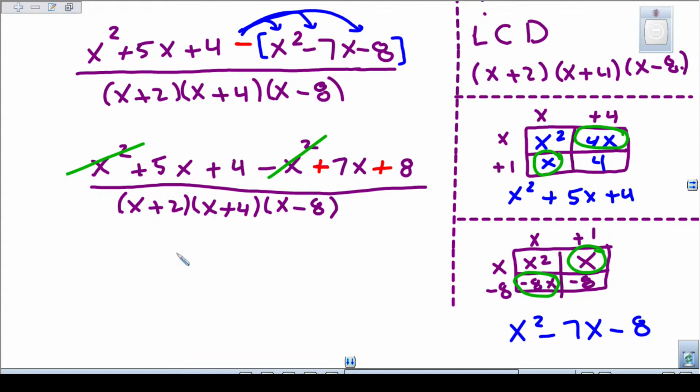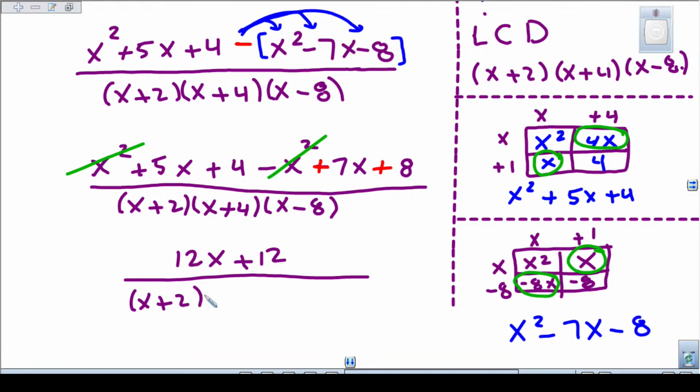Not 5 and 7, that's 12x plus 12 divided by this humongous (x plus 2)(x plus 4)(x minus 8). Okay, good. And I mean, it's good, but at the same time, maybe I could simplify this a bit further.